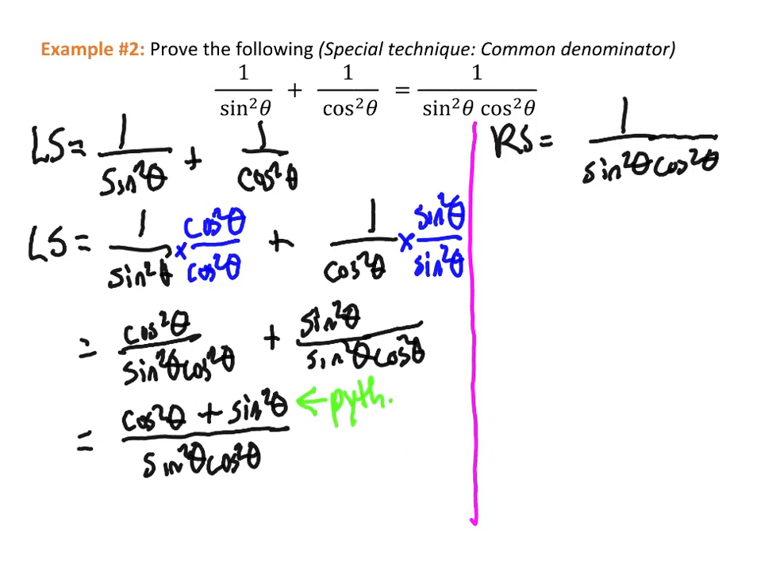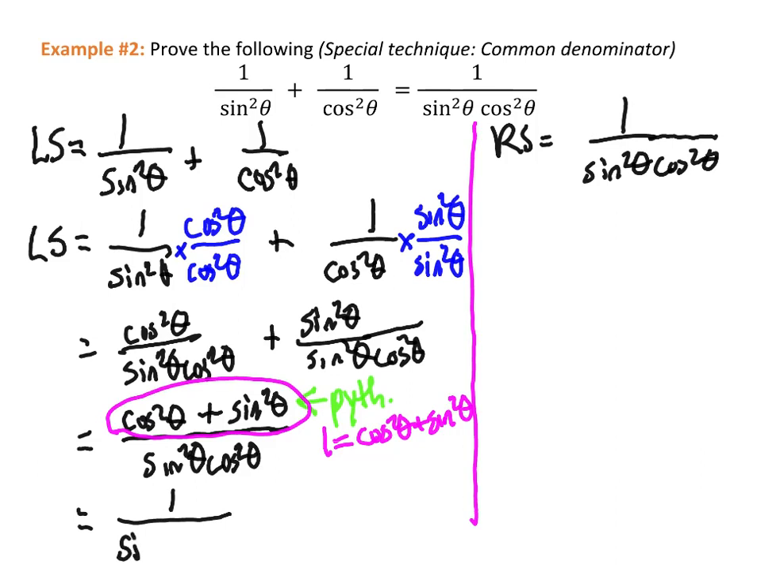So the Pythagorean identity is that 1 is equal to cos squared theta plus sine squared theta. So this entire top here is actually just equal to 1. That means I can simplify my left side to 1 divided by sine squared theta times cos squared theta. And that actually is exactly the right side already, so you don't have to do any work to the right side at all in this case. I can say right away the left side equals the right side, my little box, and I'm done.